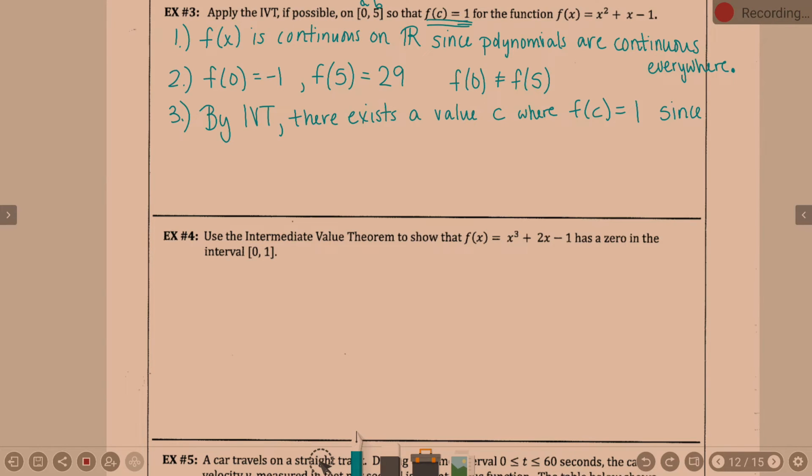Since f of x takes on every value from -1 to 29 on the interval, is it 0 to 5? Yes, 0 to 5. The board is not liking what I'm writing.